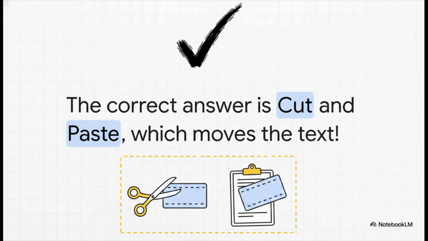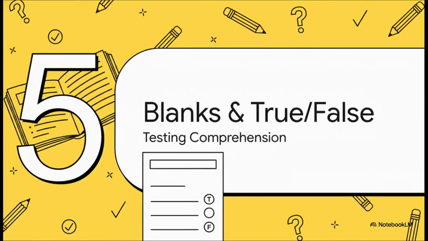Remember that crucial rule from earlier? Cutting completely removes the original text so you can move it, while copying just leaves the original sitting right where it was. Moving on to part 5, fill in the blanks in true or false.